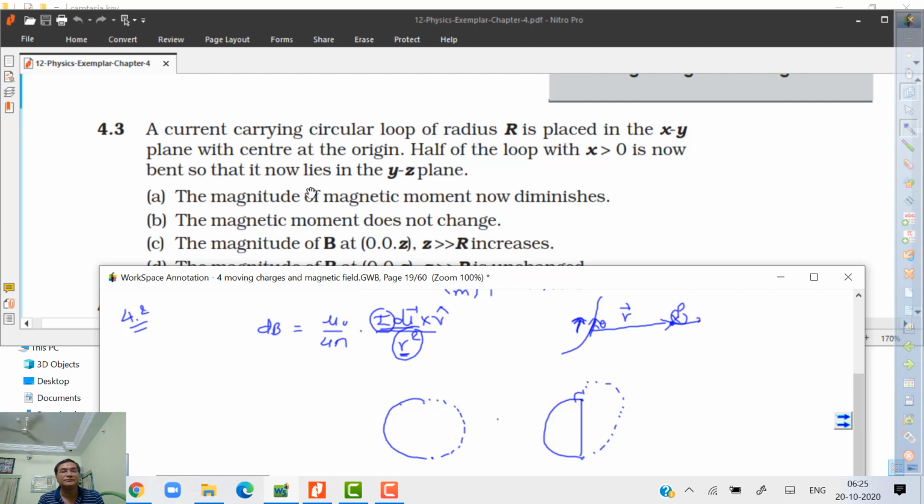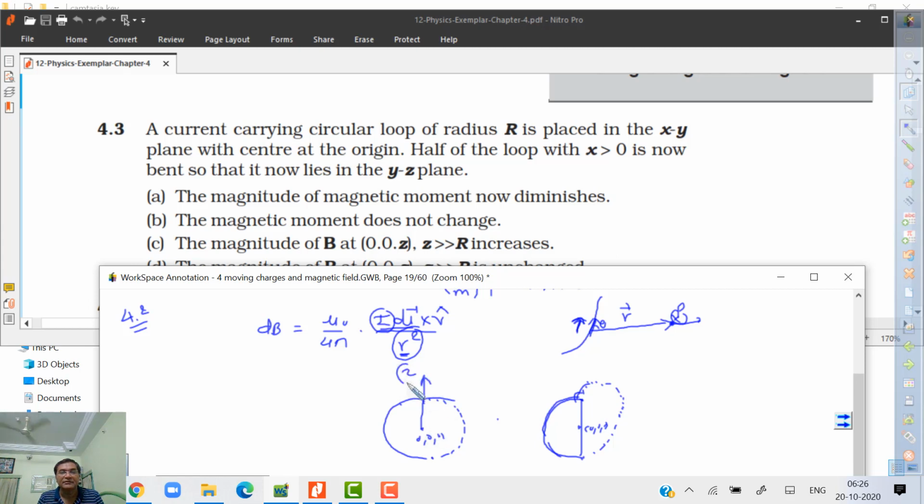Then what will happen? Which plane is this in? It is in the yz plane, and this is in the xy plane. Earlier, everything was in the xy plane, with its center at the origin, 0, 0, 0. So now what will happen? The magnitude of the magnetic moment now diminishes. Earlier the magnetic moment would be in the upward direction, along the Z direction.